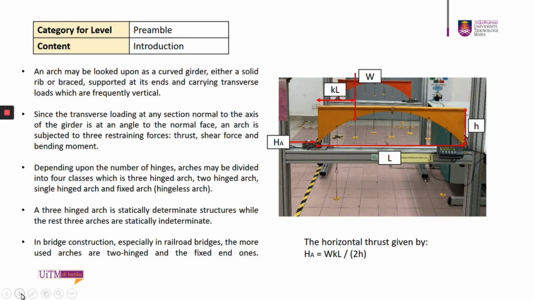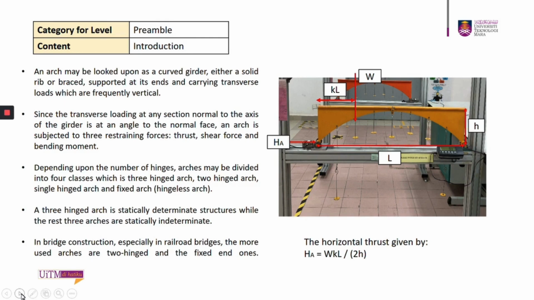Depending upon the number of hinges, arches may be divided into four classes: three hinge arch, two hinge arch, single hinge arch, and fixed arch. A three hinge arch is a statically determinate structure, while the rest of the arches are statically indeterminate. In bridge construction, especially in railroad bridges, the more used arches are the two hinge and the fixed ones.